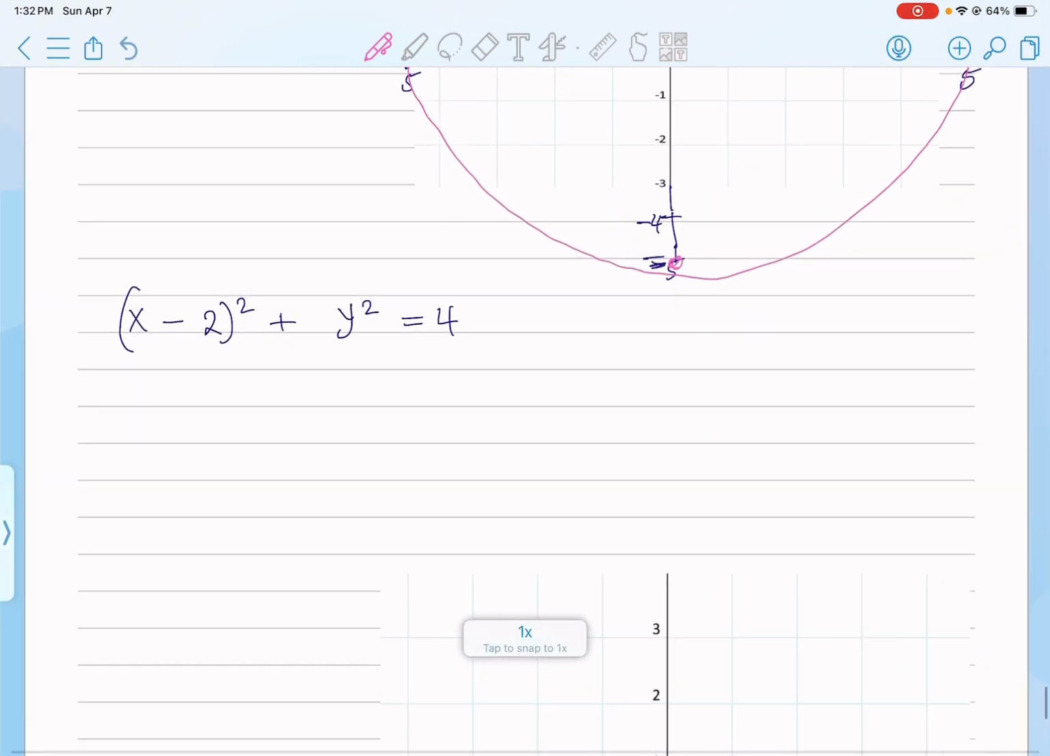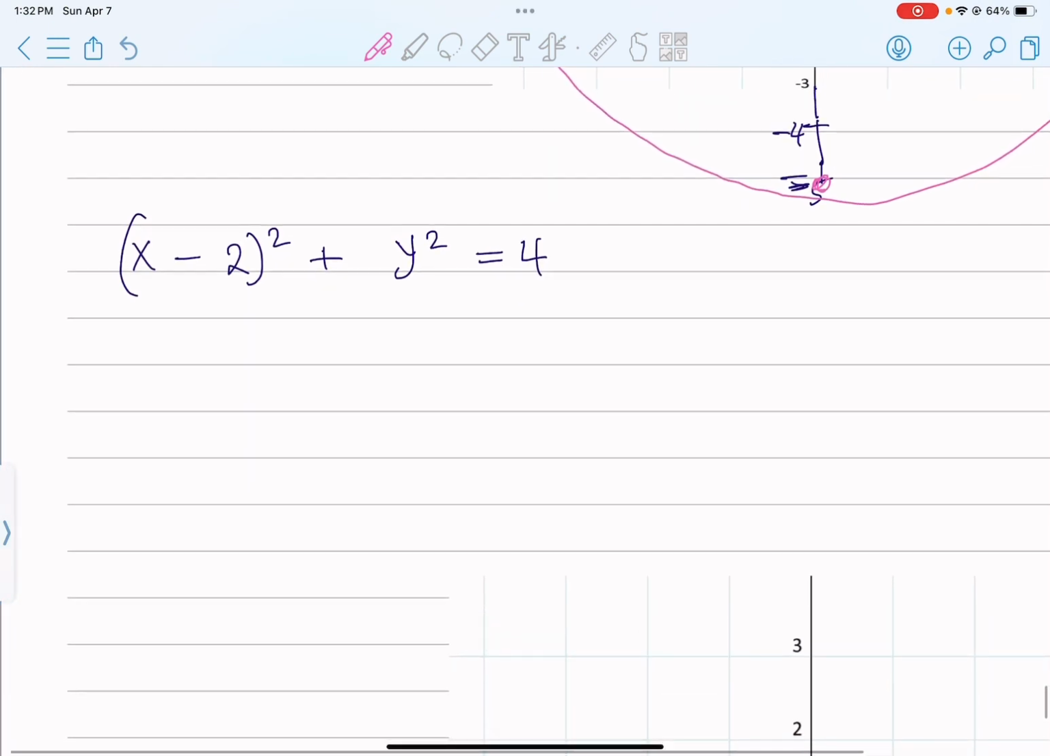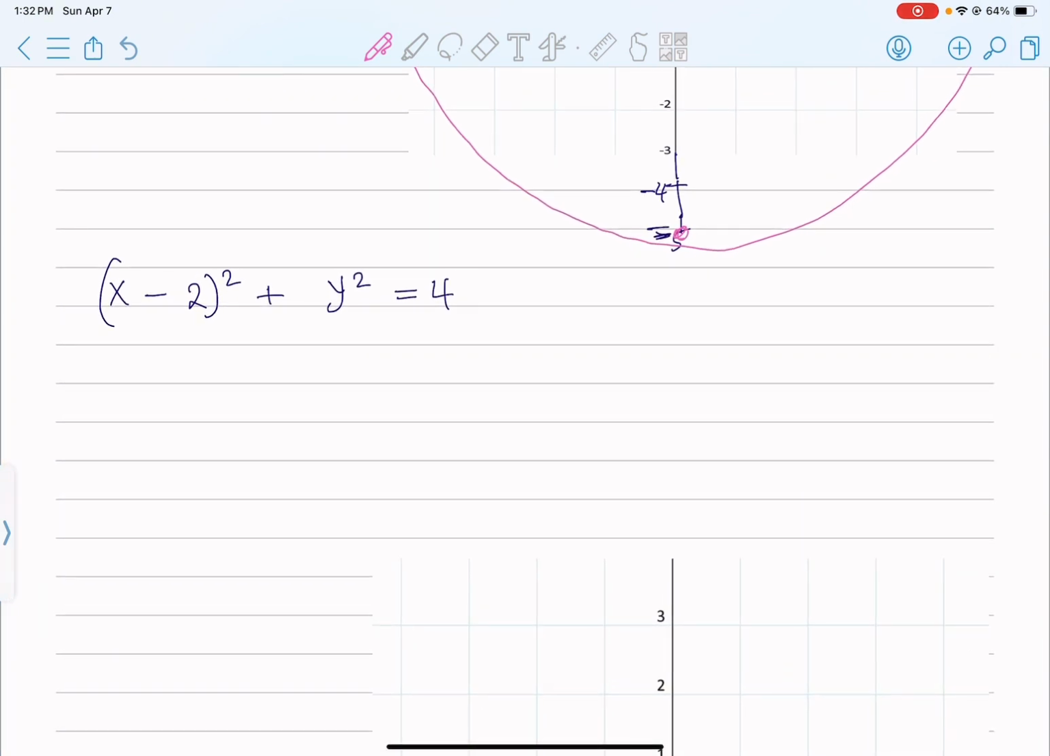Now let's look at this one. Again, we have to use the cheat code. What is the cheat code again? (x - box)^2 + (y - box)^2 = box^2. Okay. So what goes in this box? 2. What goes in this box? 0. And what goes in this last one? 2.